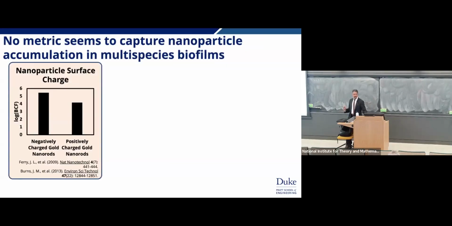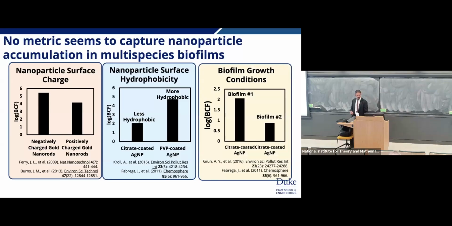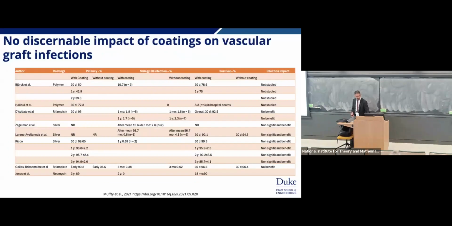No metric really seemed to capture nanoparticle accumulation in multi-species biofilms. So here you'll see the charge, whether negatively charged or positively charged, shows similar bioconcentration factors. Here you see that hydrophobicity, more hydrophobic and less hydrophobic, doesn't really describe the amount of biofilm accumulation of a nanomaterial. And right here, you see that you can use the same nanomaterial, so same charge, same type, and get two different responses, right? So what's really going on is the question that my lab tried to address.